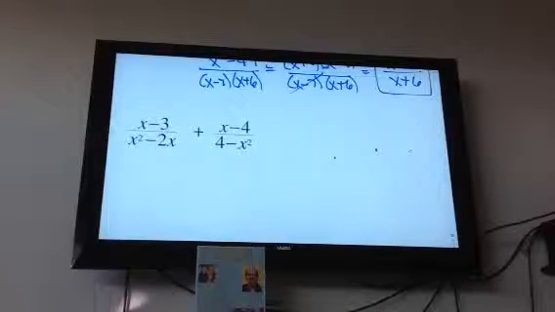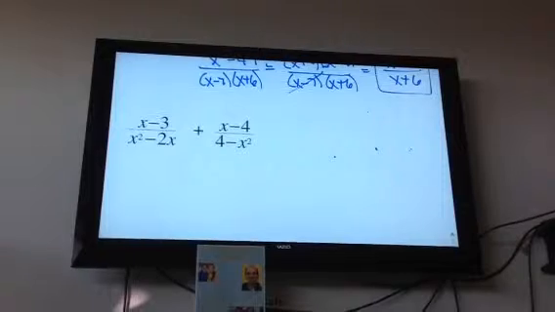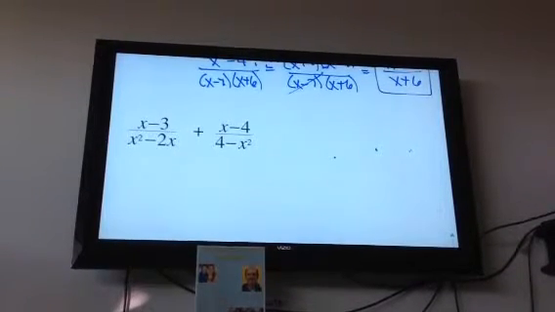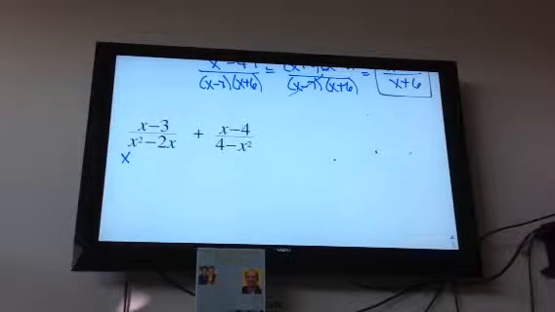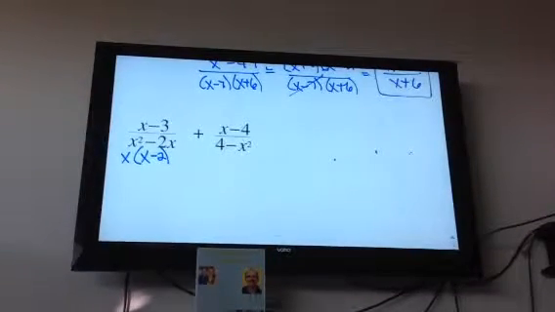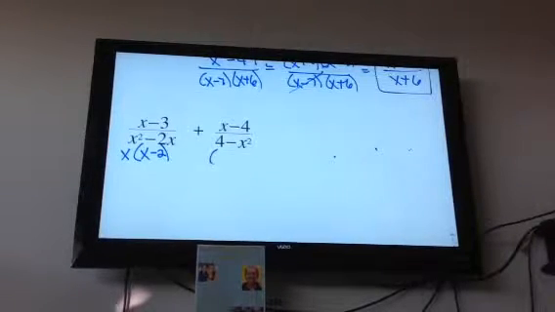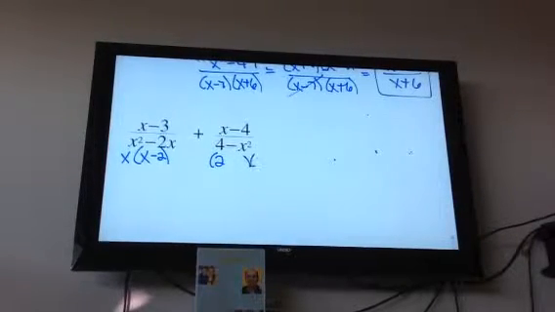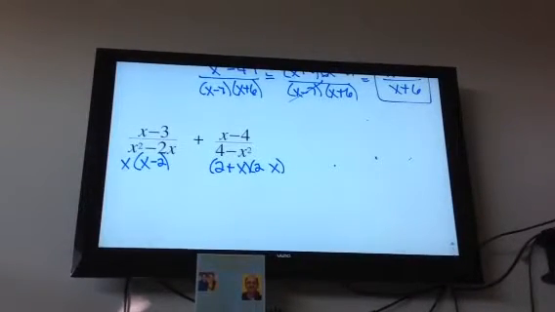All right, if your denominators are factorable, do that first. The first fraction denominator has a common factor of x. The second fraction denominator is a difference of squares. Do not reorder it. 2 times 2, put those in the first spots. X times x, plus and minus.